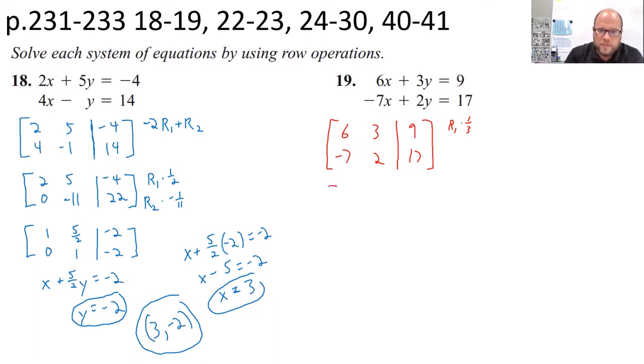So I'm going to change that to 6 times 1/3 is just 2. 3 times 1/3 is 1. 9 times 1/3 is 3. Now on the bottom, we still have -7, 2, and 17.